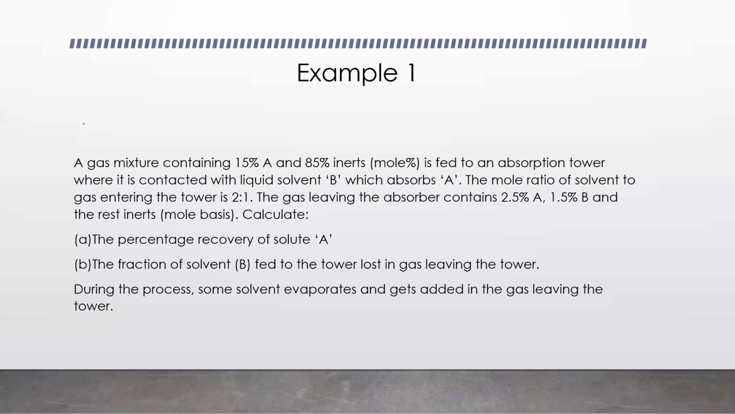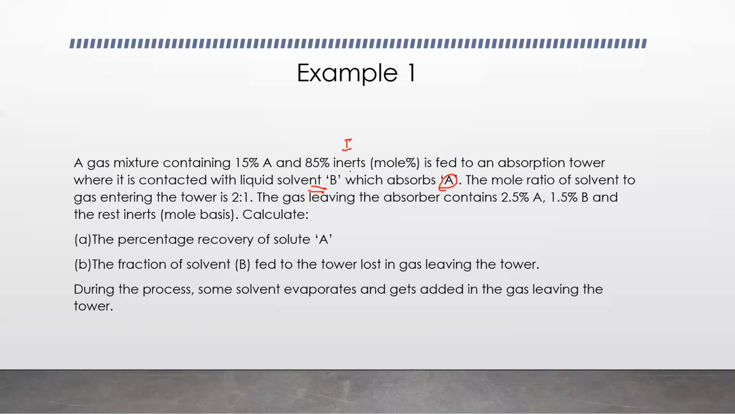So once we are done with that, let's come to example number 1. A gaseous mixture containing 15% A and 85% inerts. Let's not call it B because we have taken B as the solvent. So we have a gaseous mixture that contains 15% A and 85% inerts. Let's call it I. It is fed to an absorption tower where it is contacted with liquid solvent B, which absorbs A.